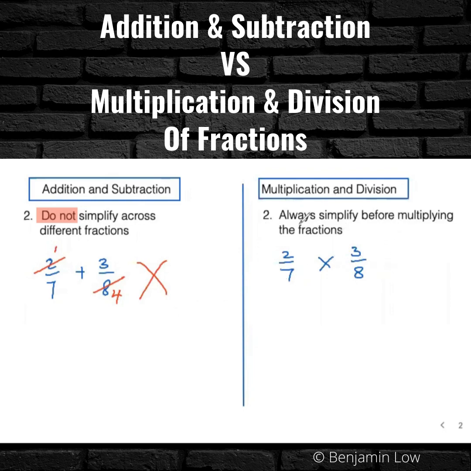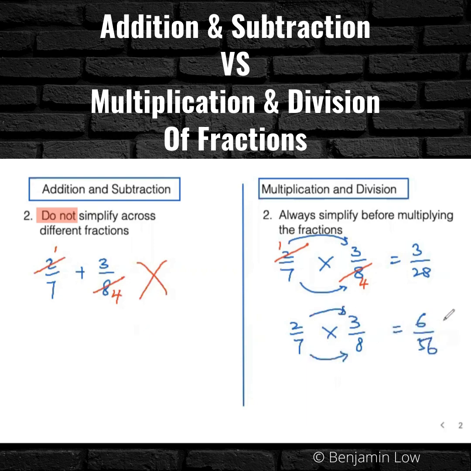On the other hand, for multiplication and division, you should always simplify by taking these two numbers and simplifying it to get the answer, where you will take 1 times 3 and 7 times 4. If you do not do that, what would happen is that you will take 2 times 3 to get 6, 7 times 8 to get 56, after which you will need to divide them, and they are bigger numbers than previously. That makes it harder. Therefore, always simplify before multiplying them.